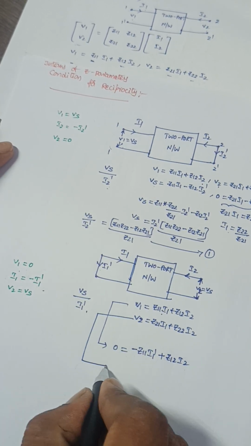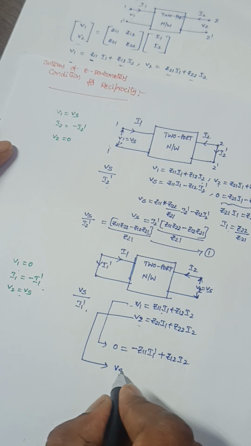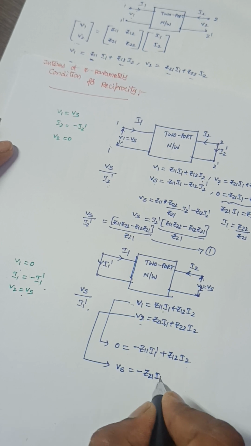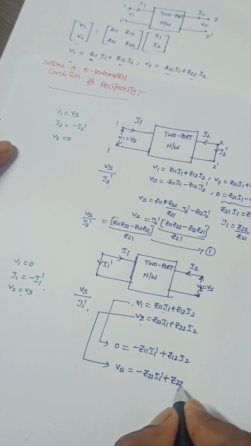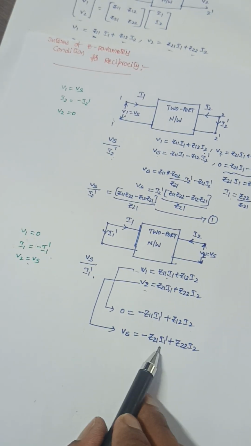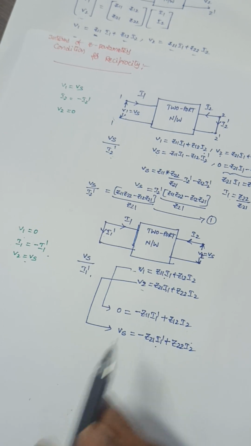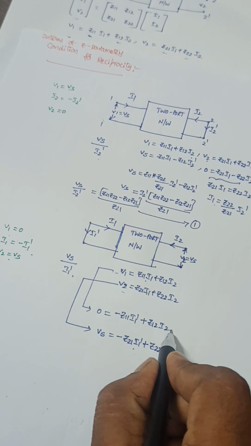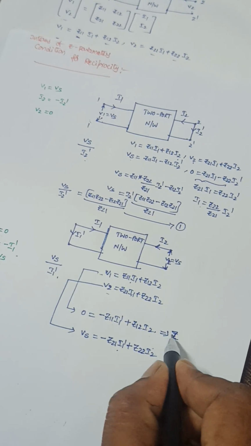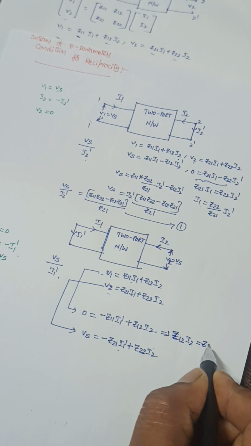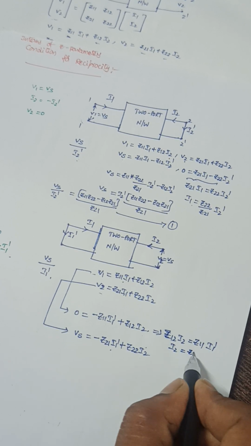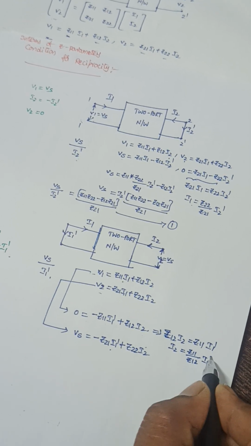Next, if I substitute the same thing, V2 is equal to Vs here. So Vs is equal to, in place of I1, replace with minus I1 dash, Z21 into I1 dash plus Z22 into I2. Now if I want to find this Vs by I1 dash, I need to write this I2 in terms of I1 dash. So from this, Z12 I2 is equal to Z11 I1 dash. So I2 is equal to Z11 divided by Z12 into I1 dash.